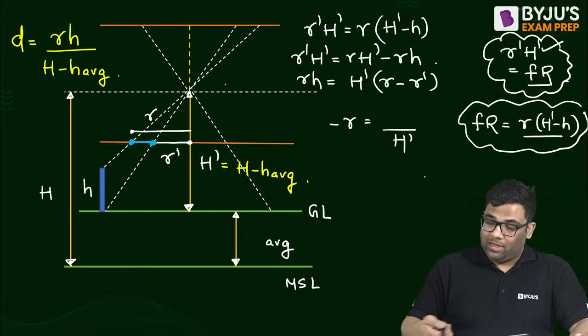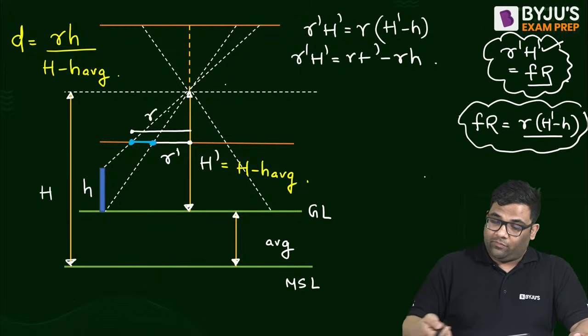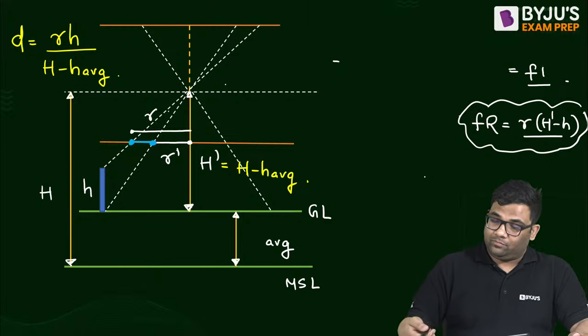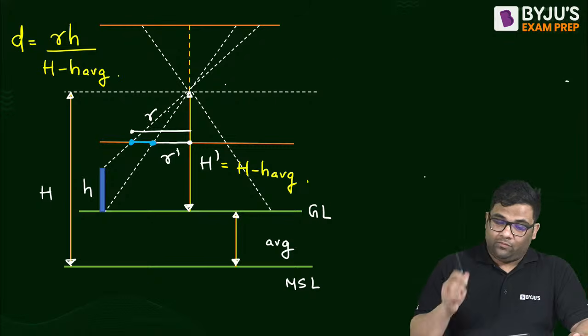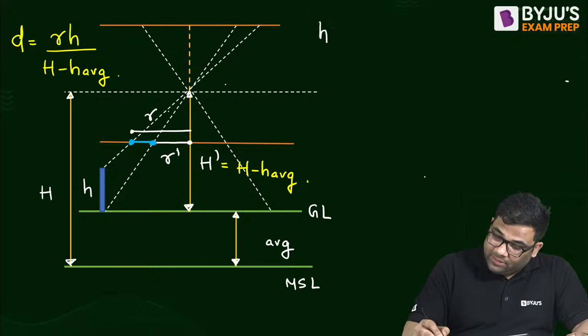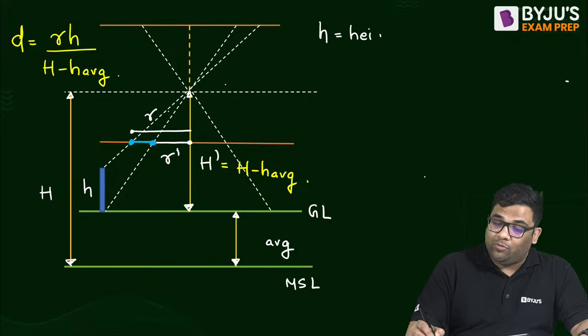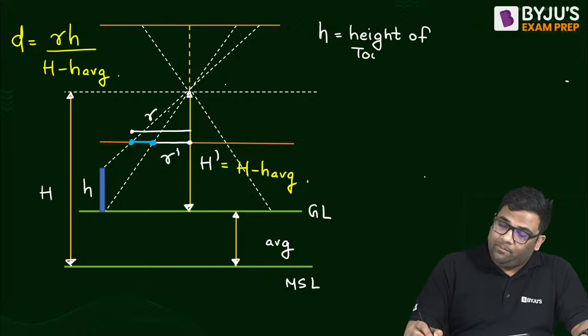Yes, this is the formula. Now, first of all, what is h? h is the height of the tower or building. In the formula, it is very important to understand what is what. Capital H is your flying height, right? Very good.